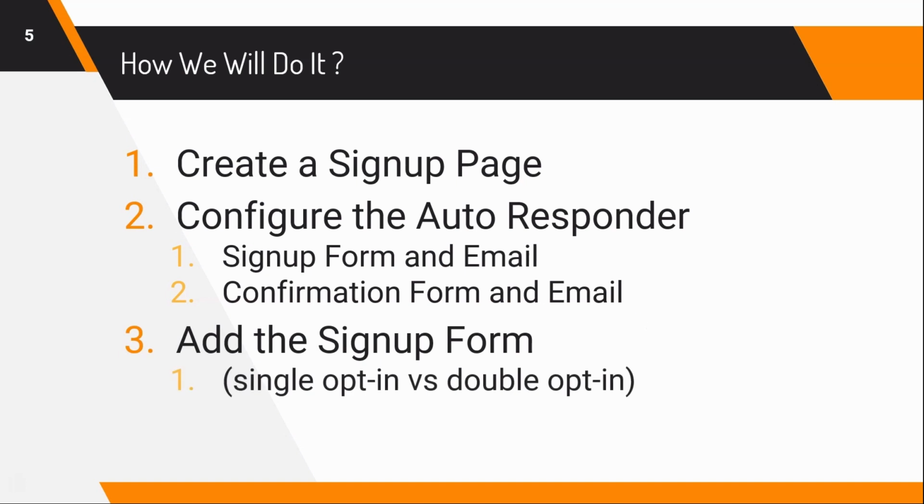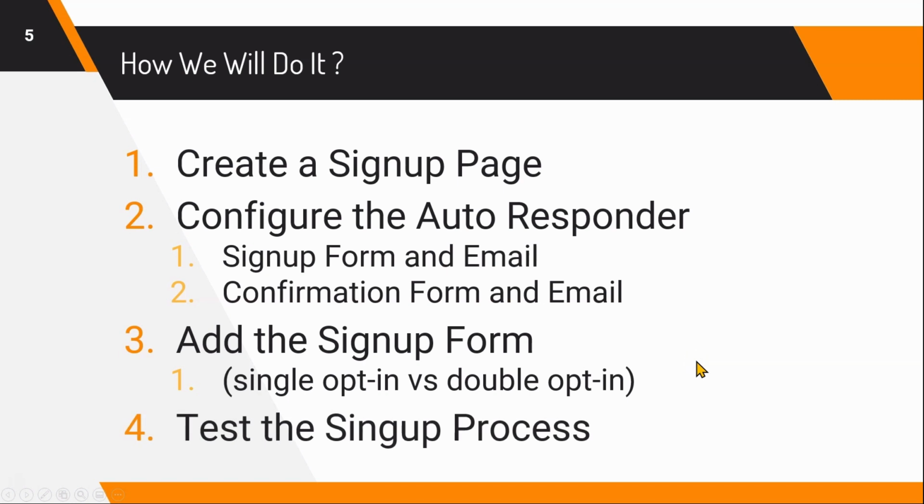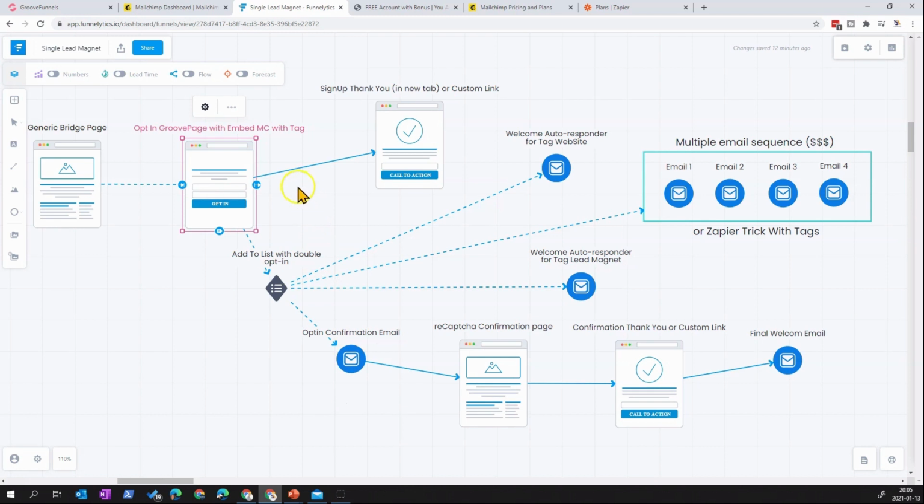So the single opt-in versus a double opt-in, I'll already talk about. When you use a GrooveFunnels integration, you will be obligated to use a single opt-in because of the code that is executed and the way that the integration is made with GrooveFunnels. So if you want a double opt-in like we will do today, we will need to use the sign up form, and we will test the sign up process. So let's do it. So this is what we try to accomplish.